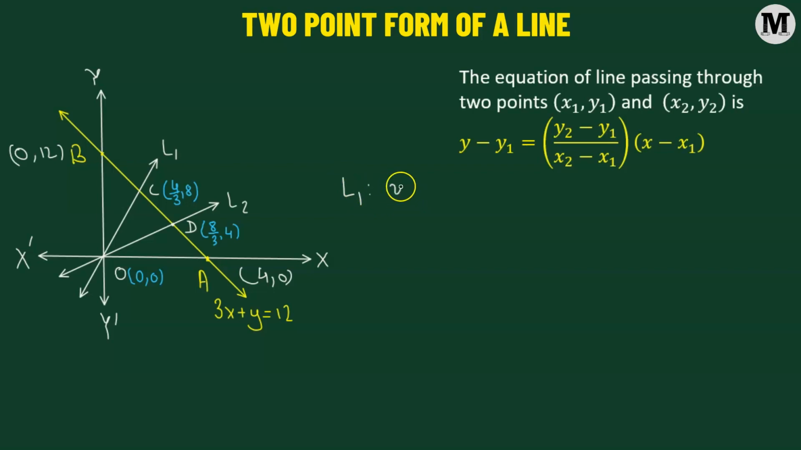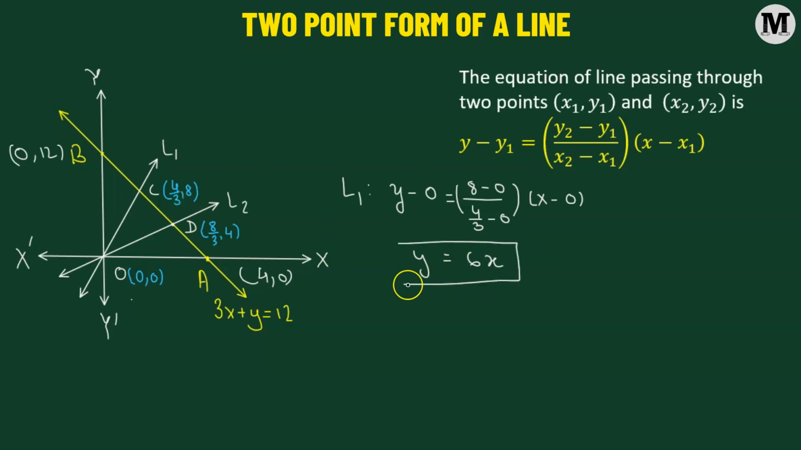So let us begin. Here we will consider y minus y1. To make things simple, we'll consider the origin to be x1, y1 and C to be x2, y2. So we have y minus 0 equals to, we need the difference of the y coordinate. So that will be simply 8 minus 0 divided by 4 over 3 minus 0. This will get multiplied to x minus x1. So x1 will be 0. This gives us y equals to 6 times x. So this is going to be the equation of line L1, y equals 6x.